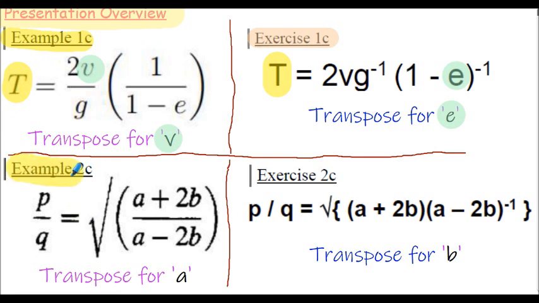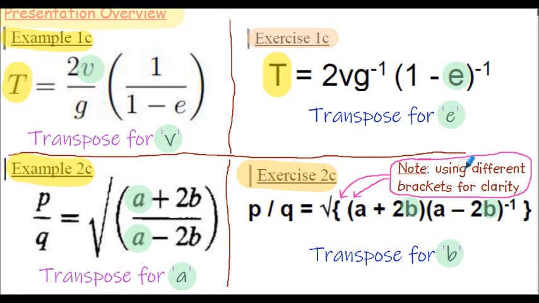Then we have example 2. Given the formula shown here, we have to transpose now for variable A, and note A occurs twice within this formula. And then exercise 2, same formula as for example 2, but now written on one line. This time we have to transpose for variable B, and again B occurs twice within the formula.